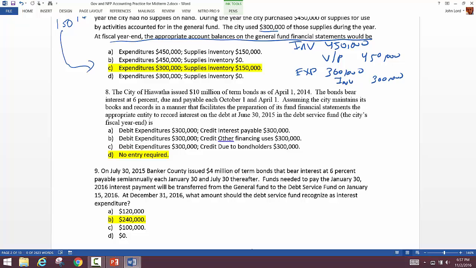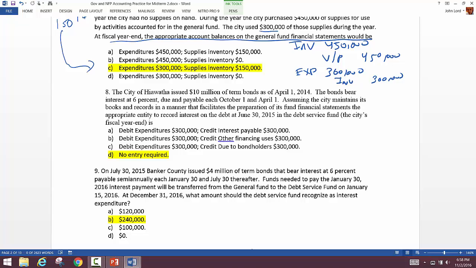Assuming the city maintains its books and records in a manner that facilitates the preparation of fund financial statements. Now, what that means is what I've been saying: you prepare your statements using fund accounting and then you convert them to government-wide, right? So they're telling you that you're accounting for things in the debt service fund using modified accrual accounting at the fund level. That's what they're trying to say to us? Okay, so we're using modified accrual accounting at the debt service fund level, right?